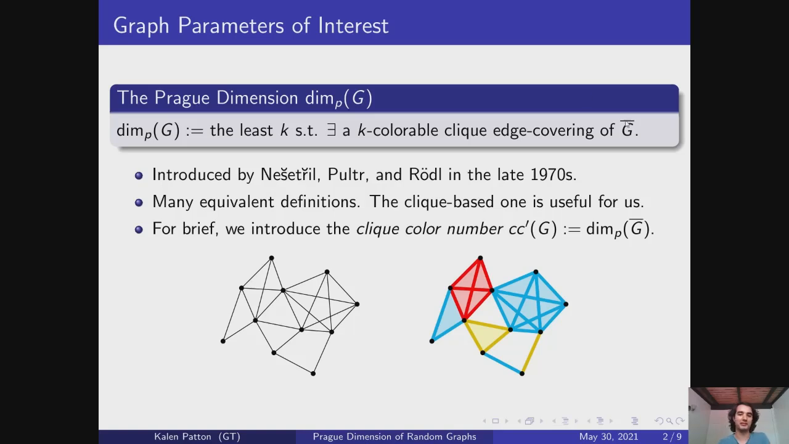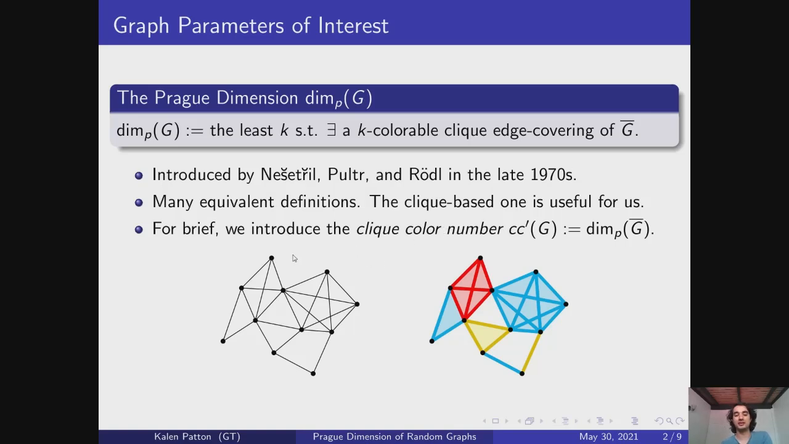To simplify this definition a little bit, we're also going to introduce an auxiliary parameter called the clique color number, which is just defined as the Prague dimension of the conjugate graph. This just allows us to remove the conjugacy from the definition and deal directly with clique edge coverings of the graph G.